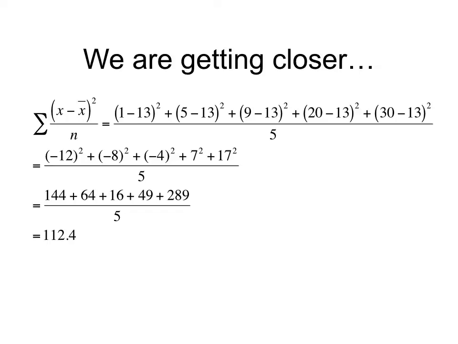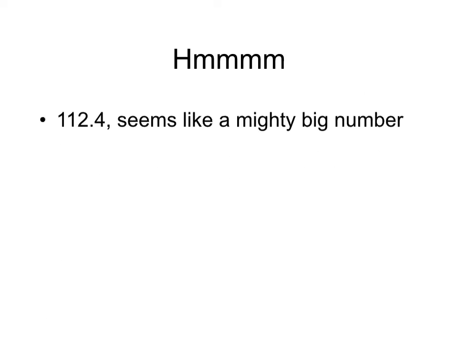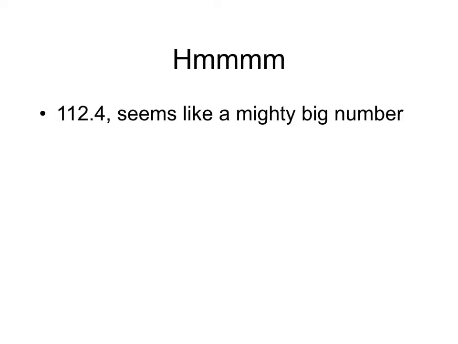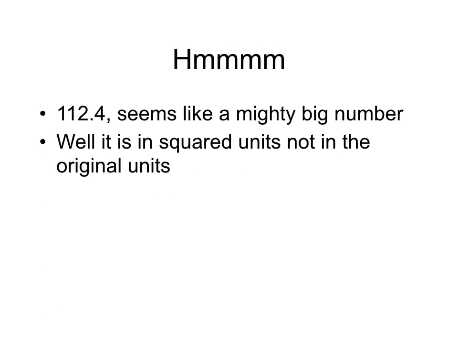So that's a number. That's good. We got something. So we're getting closer to where we want to be. Questions so far? All right. It seems big, though, doesn't it? Remember that mean absolute deviation? We had like 12 or something for this? It should be similar to that, and that's way bigger. It's like an order of magnitude bigger. It's squared units, not the original units.